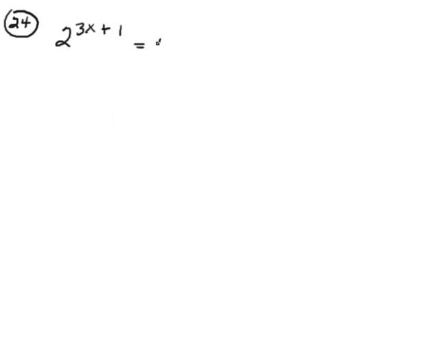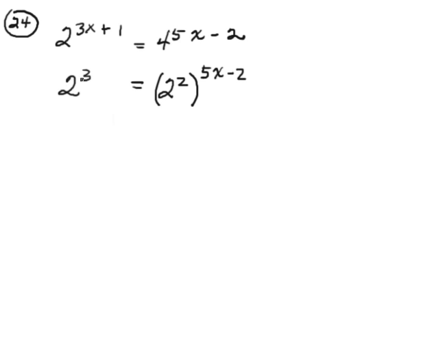Here's question 24. 2 to the 3x plus 1 is equal to 4 to the 5x minus 2. So we could write the right-hand side as a power of 2. All right, we put 4 is equal to 2 squared, so that would be 2 squared to that same exponent, 5x minus 2, is equal to, and then 2 to the 3x plus 1 on the right-hand side.